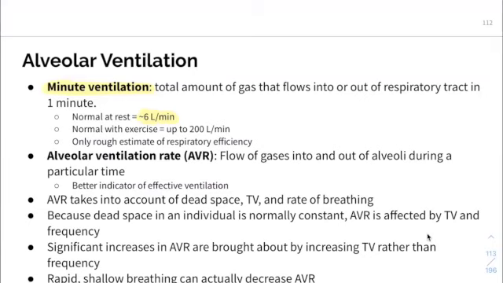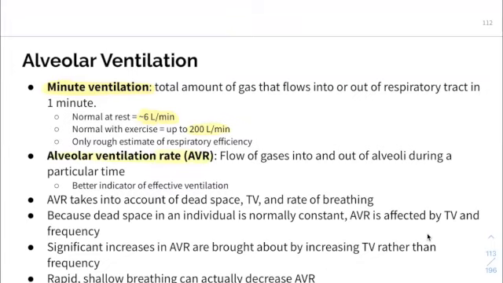With exercise, you can take in up to 200 liters of air per minute. But that's not the best measure for our respiratory efficiency, unfortunately.